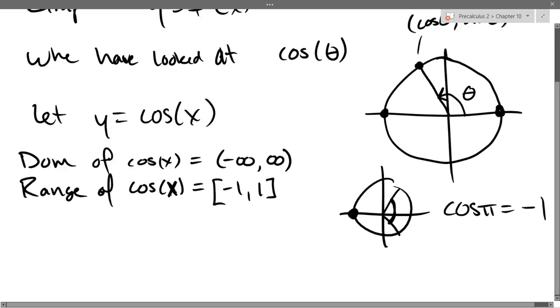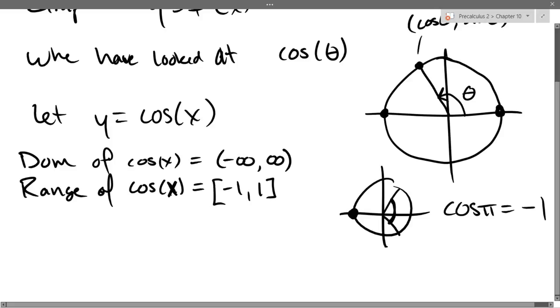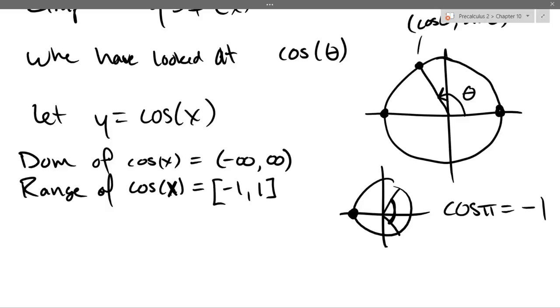I think you're thinking about theta compared to x. Okay, because like, if you have like cos of 8, you can get that. I guarantee you whatever cos 8 is between negative 1 and positive 1. It's not going to be anything bigger than 1 or smaller than negative 1. So no matter what you feed cosine, the output is always going to be between negative 1 and positive 1.